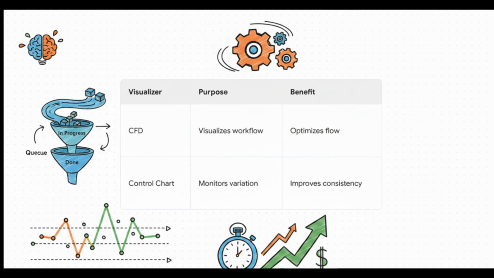This one monitors your process variation over time. If your cycle times are jumping all over the place, the control chart is going to show you, which really helps you dial in your consistency and predictability.